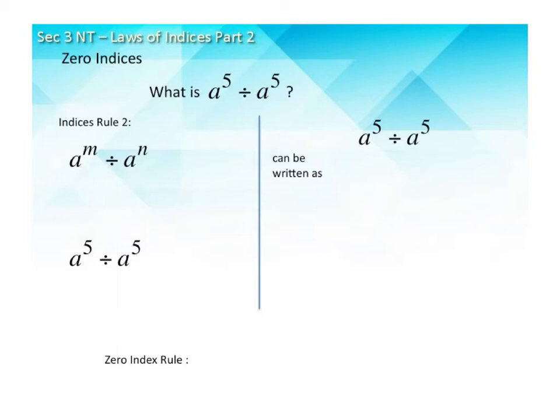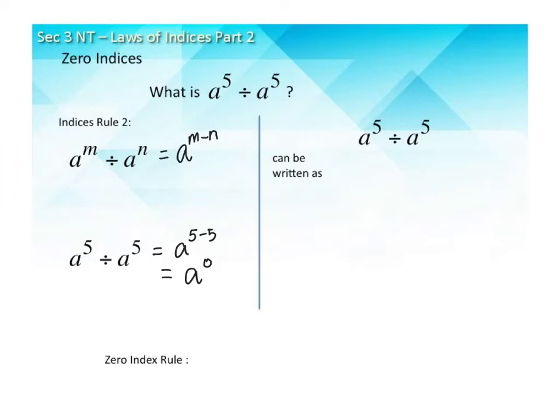Now for our indices rule number 2, it tells us that if I have a to the power m divided by a to the power n, it will be a to the power of m minus n. So if I were to have a to the power of 5 divided by a to the power of 5, this is technically a to the power of 5 minus 5, which gives me a to the power of 0. But what exactly is the value for a to the power of 0?